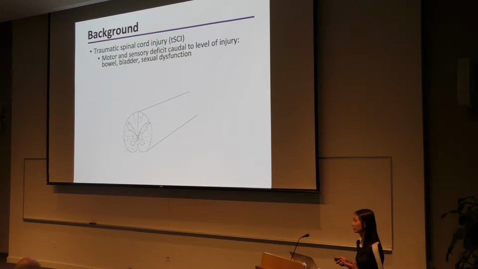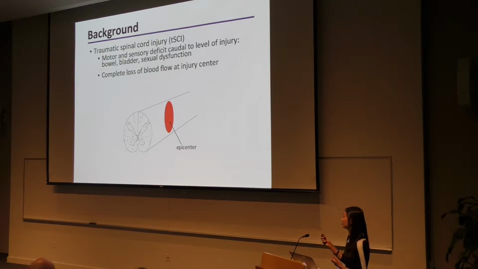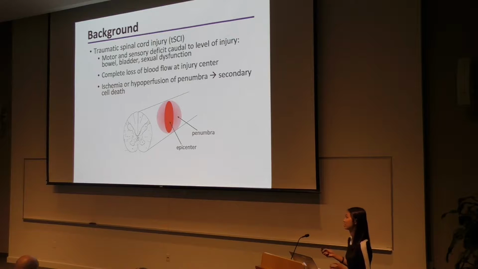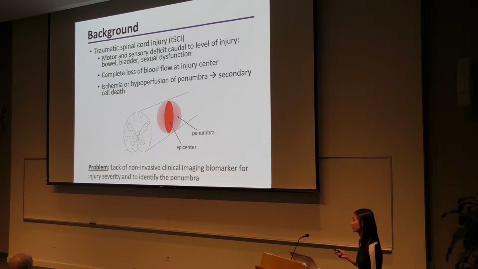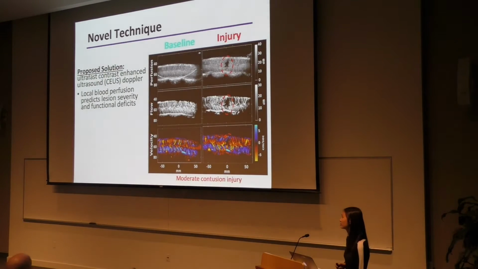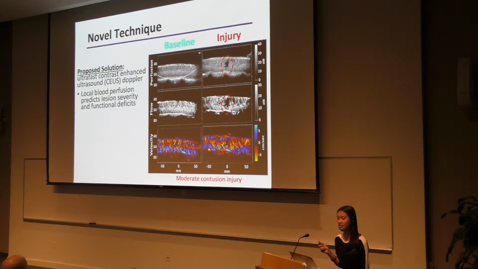In terms of vascular integrity and blood flow, at the event of a spinal cord injury, there's usually a loss of blood flow at the injury center. Following that, there's a secondary phase where there tends to be ischemia or hyperperfusion in the adjacent area, which is also known as the penumbra. Previous research has been trying to use neuroprotectives to safely salvage salvageable regions, the penumbra here, but they have failed to improve functional outcome because of the lack of a clinical imaging biomarker for injury severity and to identify these areas. So our proposed solution is to use ultrafast contrast-enhanced ultrasound.